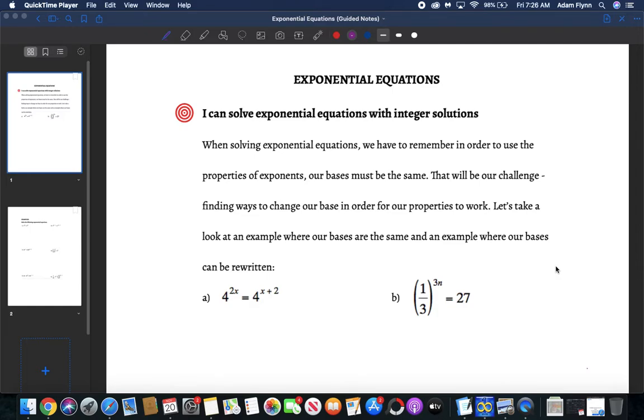Hello everyone. In this video I will be going over how to solve exponential equations. So our learning target is I can solve exponential equations with integer solutions.